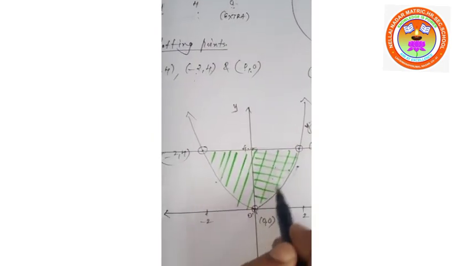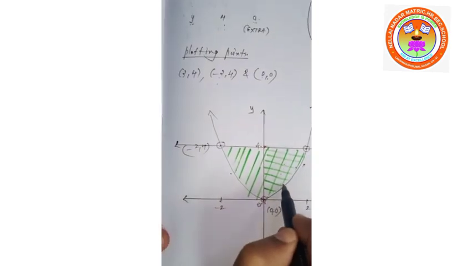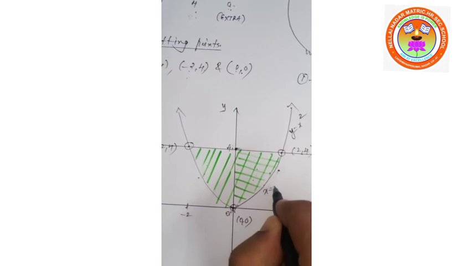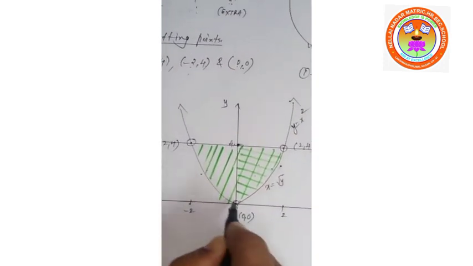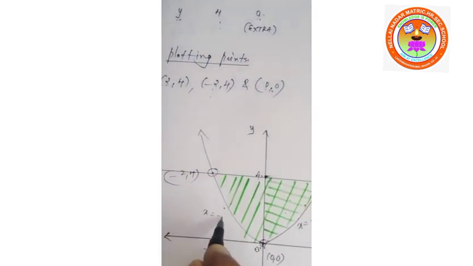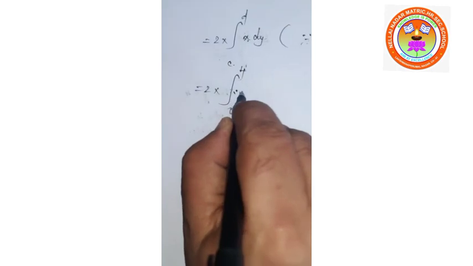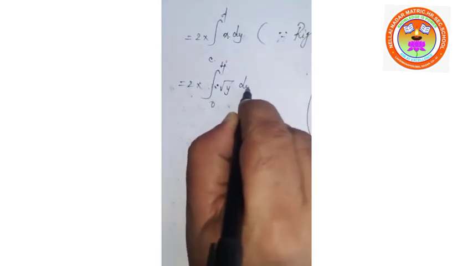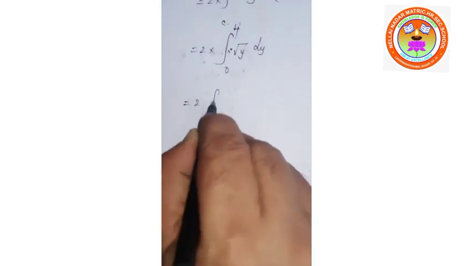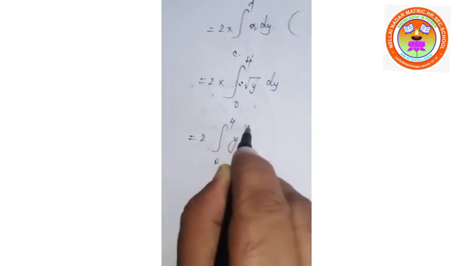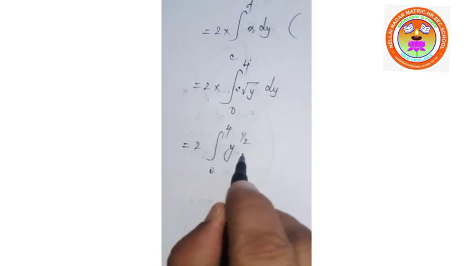Since we are finding the area in the first quadrant, this part of the curve lies in which quadrant? First quadrant. So you have to consider x equal to root y. This portion is x equal to minus root y. So take this curve only, x equal to root y. This x can be replaced by root y, then dy. 2 integral 0 to 4. Root y can be replaced by y power half.